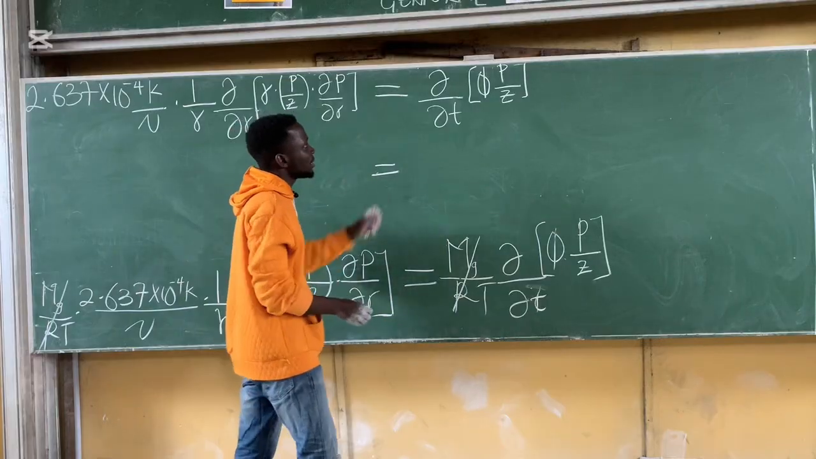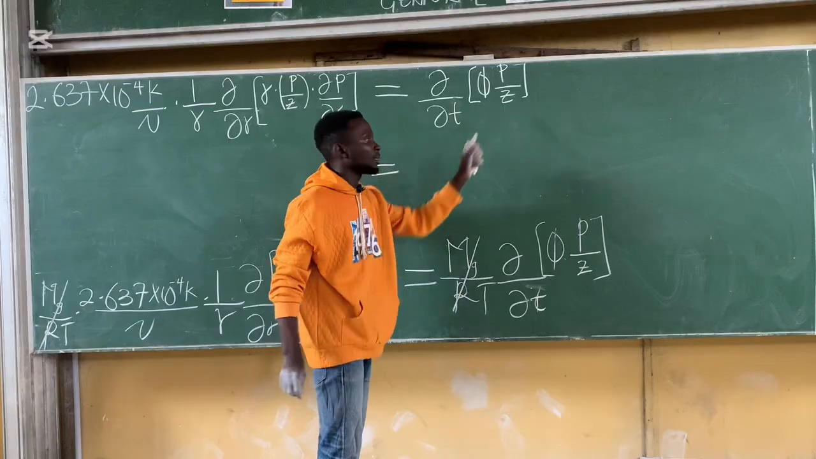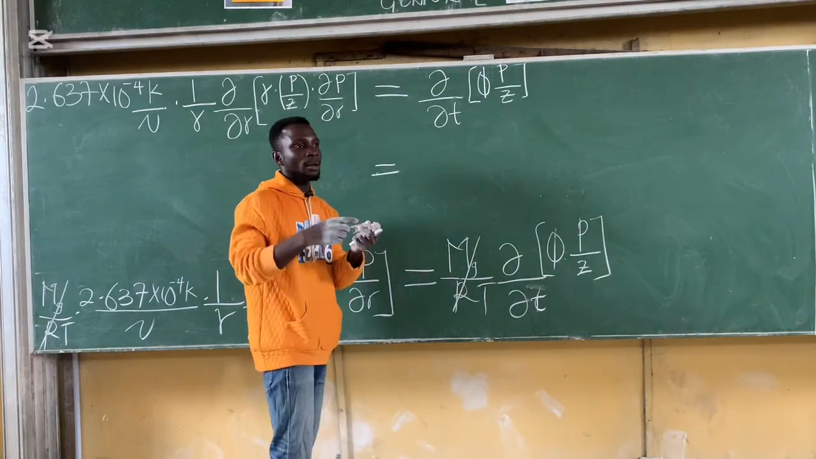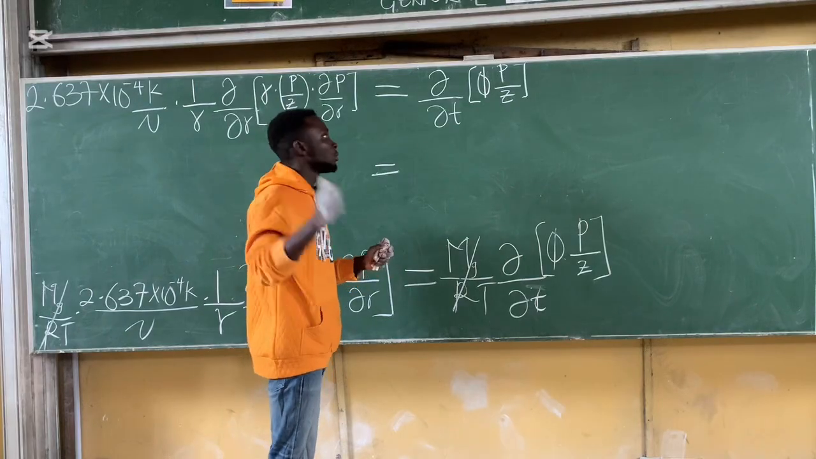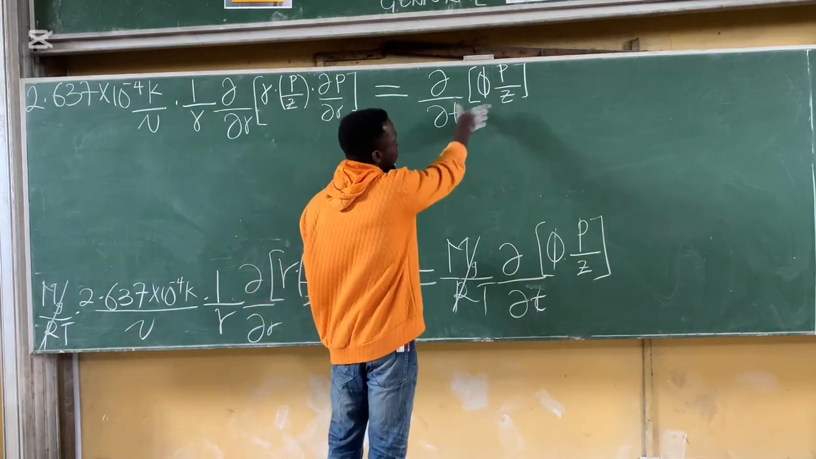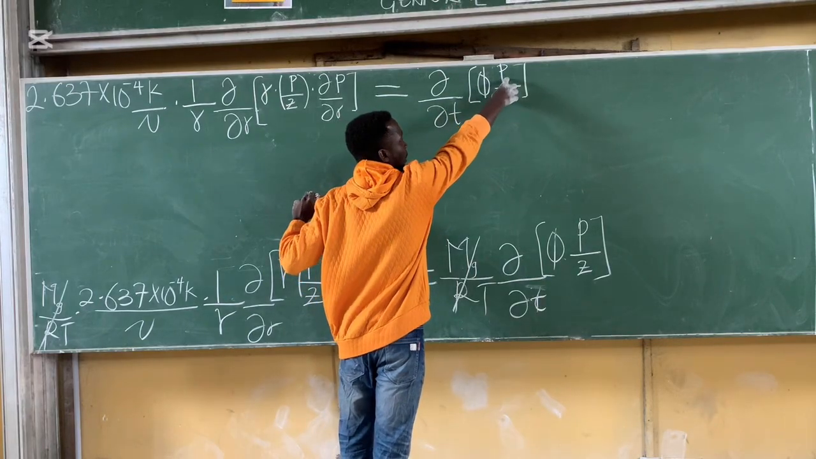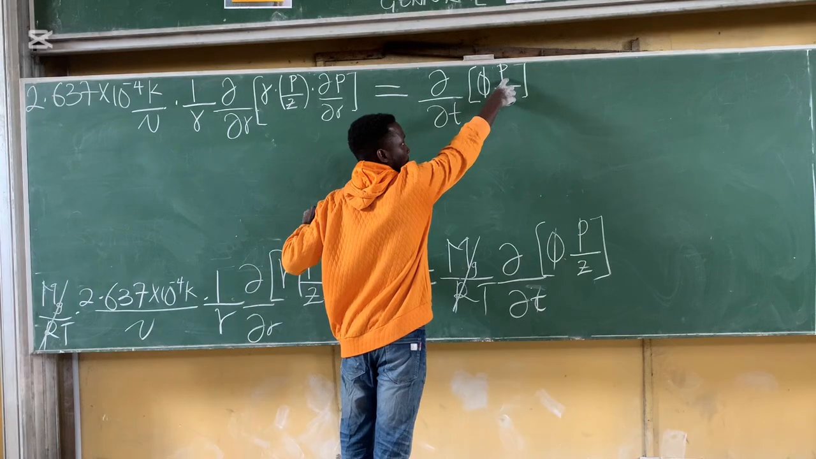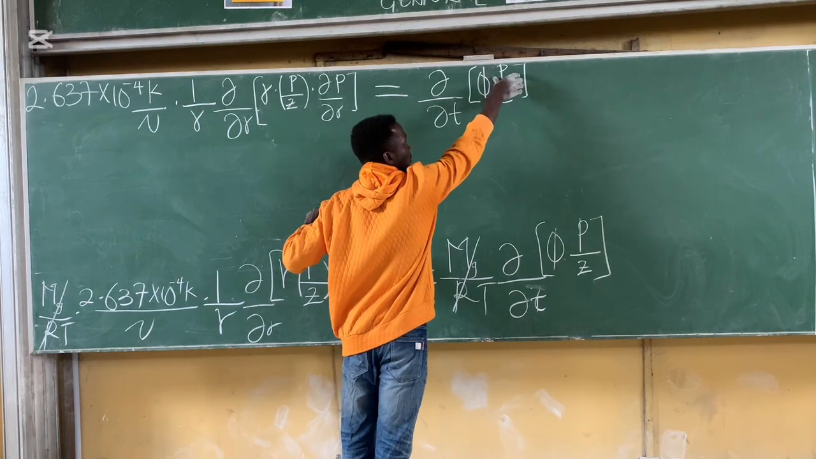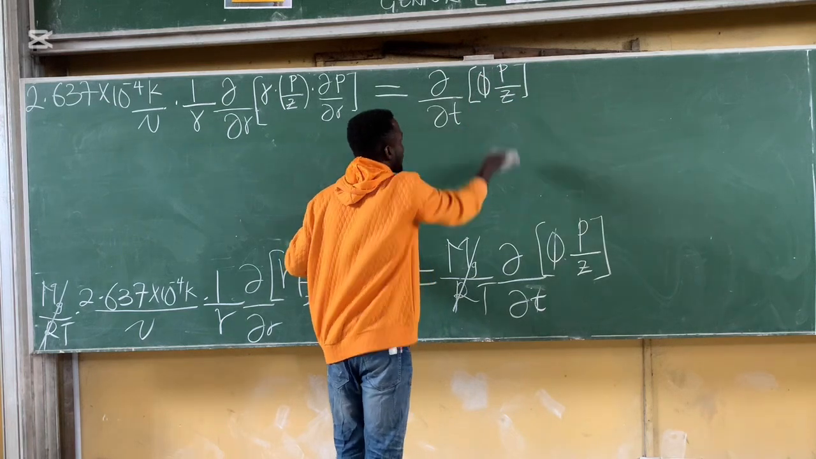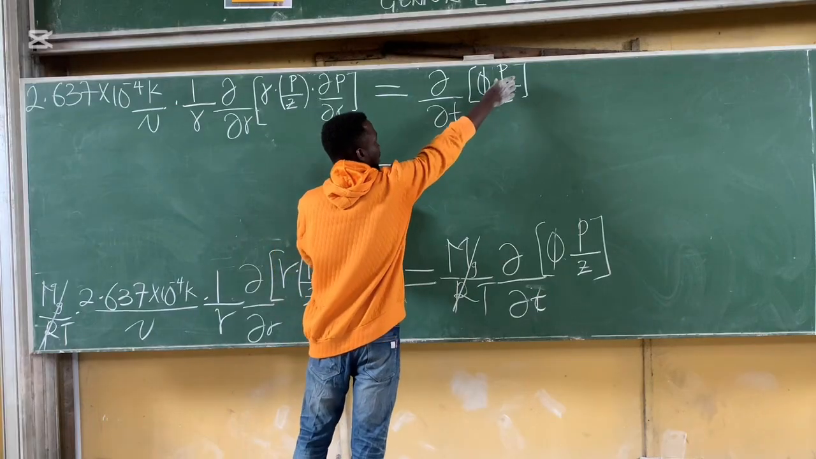Now if you look at this, this is d over dt of phi p over Z. The same way we did the differentiation for our slightly compressible fluid, we are going to apply the same differentiation. First of all, differentiate this one, it becomes constant. Differentiate this one, this becomes constant. Then differentiate this one, this becomes constant. So let's differentiate this.